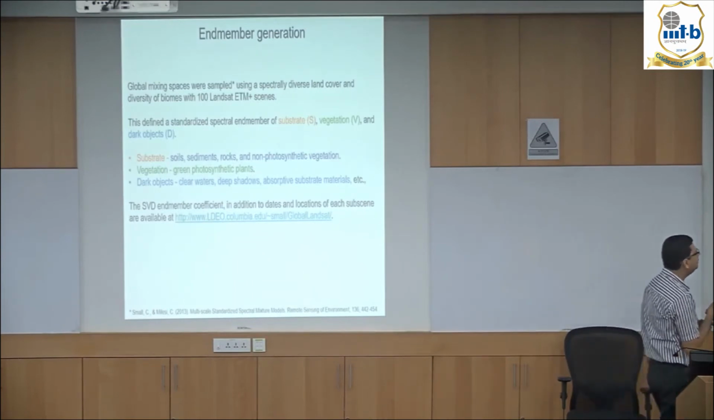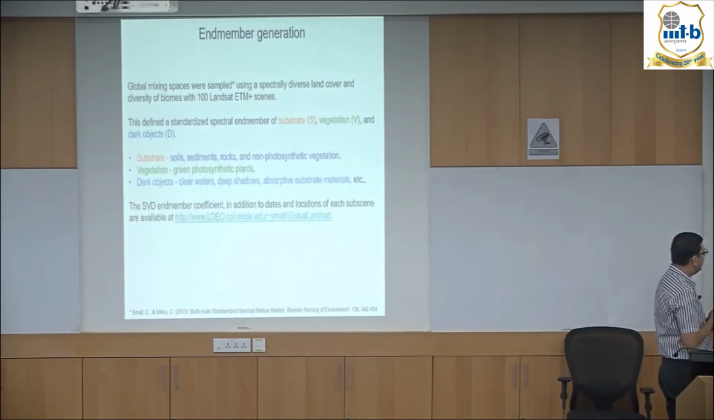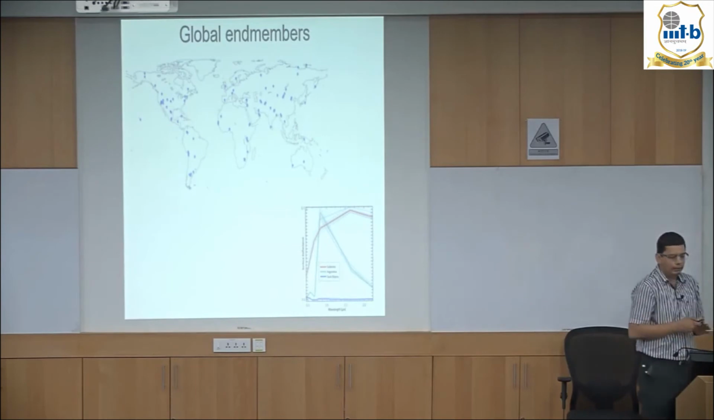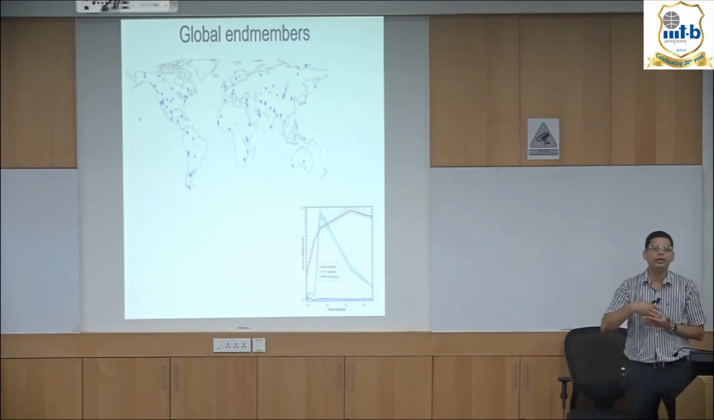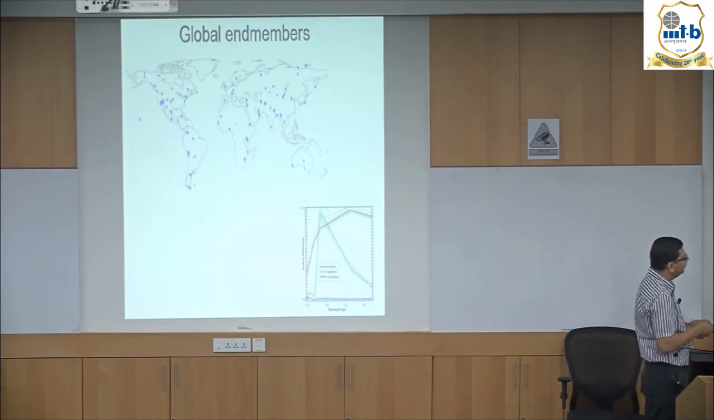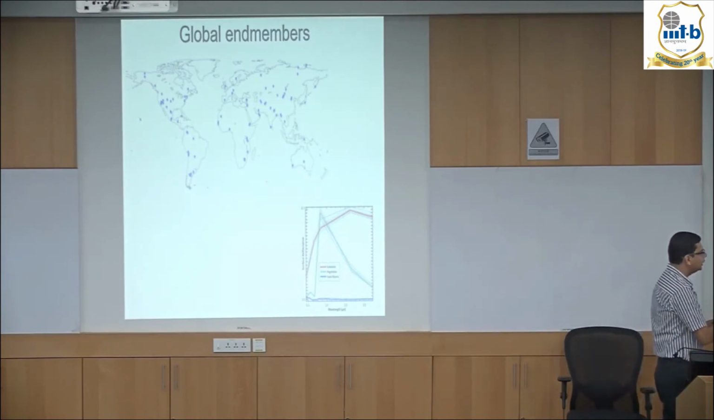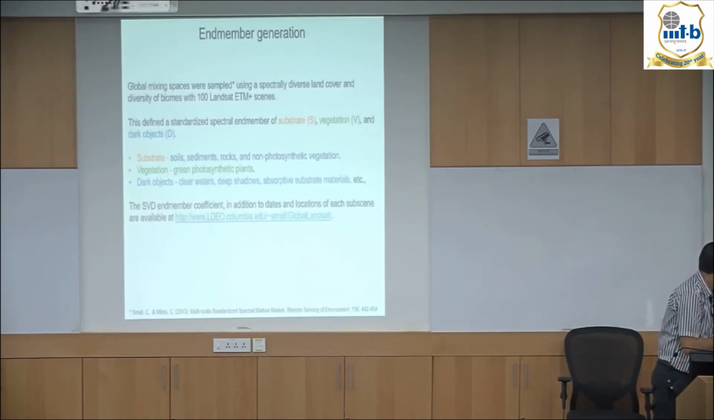One of them is substrate, which includes soil, sediment, rocks, and non-photosynthetic vegetation. Vegetation includes green photosynthetic plants, and dark objects include deep water, ocean, or shadows. Very briefly, he took Landsat data from 100 locations across the globe, belonging to different biome types and different landscapes. Then he came up with a model that could retrieve the signatures of three classes, substrate, vegetation, and dark objects, which I had explained in the last slide. He said that these three could represent the entire globe. He has done a very rigorous statistical validation of the signatures against ground truth, and he has shown it in this paper, which I will skip here.